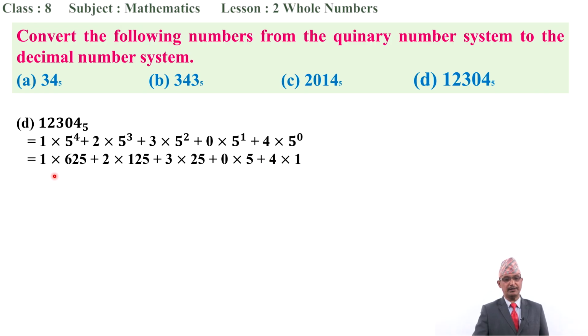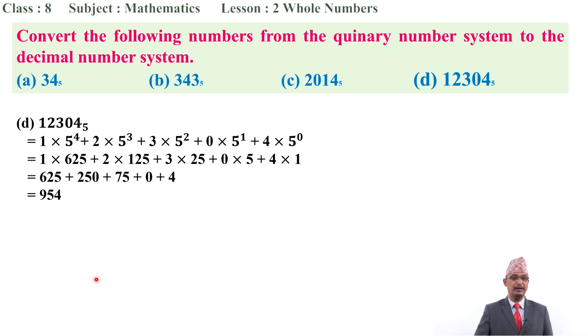Now again use your calculator. 1 times 625 is 625, whereas multiplying 2 and 125 you will get 250. Similarly, if you multiply 3 and 25 you will get 75, and 0 times 5 is 0 and 4 times 1 is 4. Now use your calculator and tell me how much you have got. Yes, you are correct. You have got 954. So 12304 of quinary number system is equal to 954 of decimal number system.